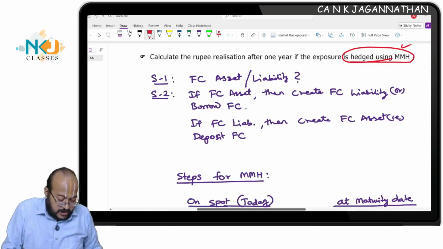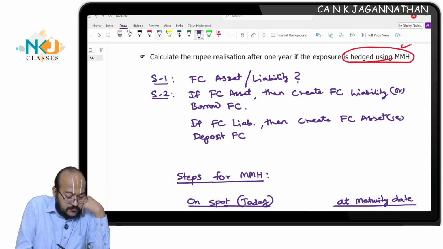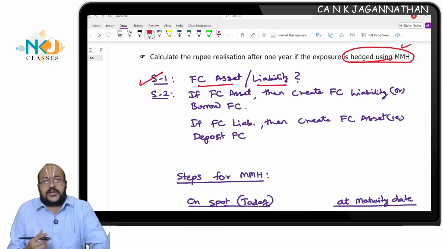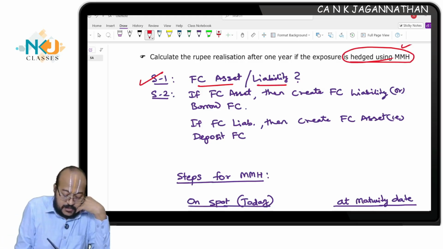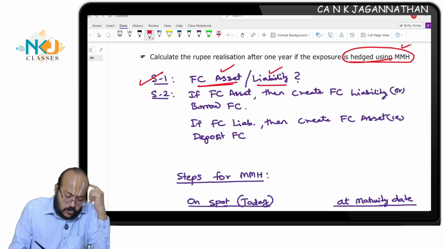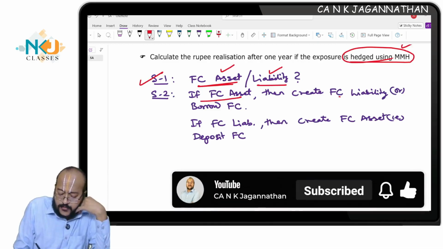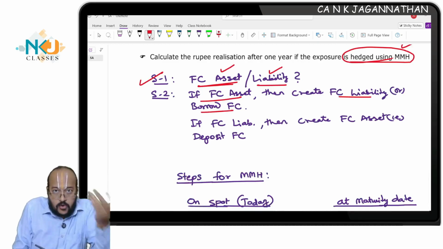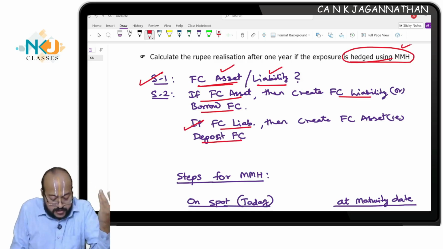Are you all understanding? The first step in the money market hedge, step by step we will understand. Step 1 is to see whether it is a foreign currency asset or liability. This is an export oriented question, so the firm has $1 lakh receivable, which means it has a foreign currency asset. You need to create a corresponding foreign currency liability, which means you need to borrow. How much do you need to borrow? Only the present value of this. If it is a foreign currency asset, then create a foreign currency liability, or borrow foreign currency. If a foreign currency liability is there, then create a foreign currency asset, that is, deposit in the foreign country.